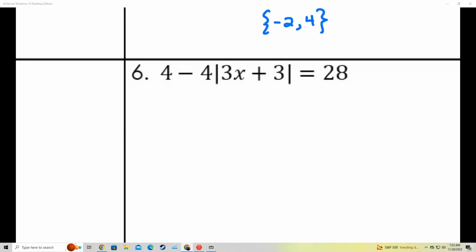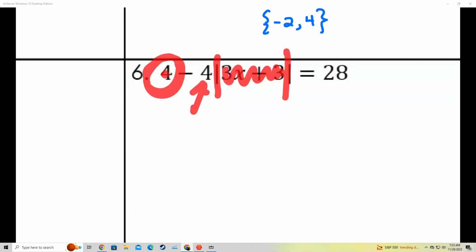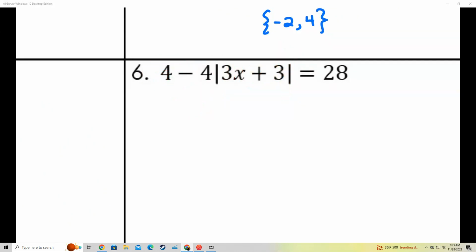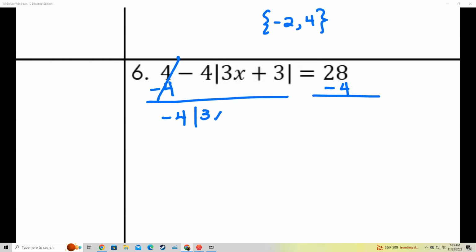I got 4 minus 4 times the absolute value of 3x plus 3. Obviously, the absolute value is not isolated. I got the absolute value here, and then it's being multiplied by negative 4, and then there's this extra 4 here. Let's get rid of that extra 4 first. That's a positive 4. I can get rid of it with a minus 4. These are going to cancel. I get negative 4 times the absolute value of 3x plus 3 is equal to 24.